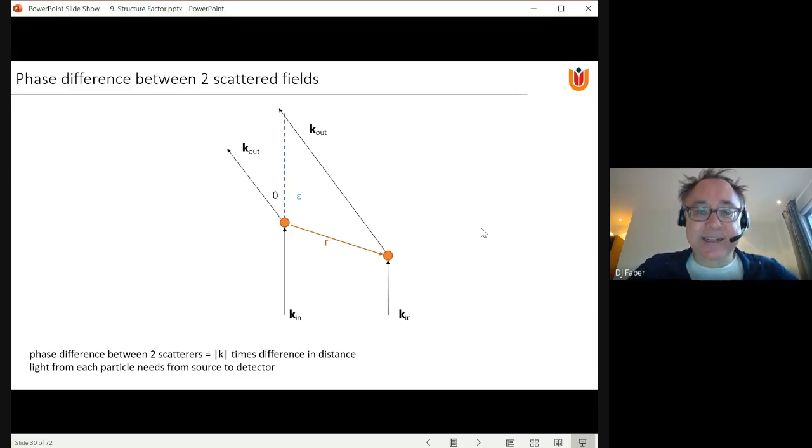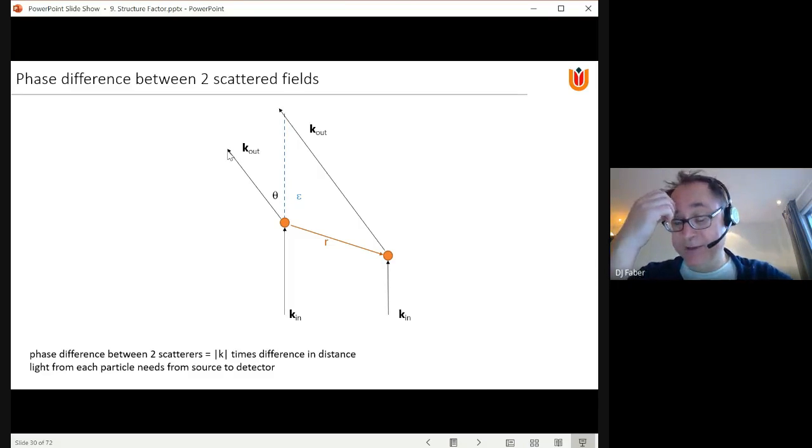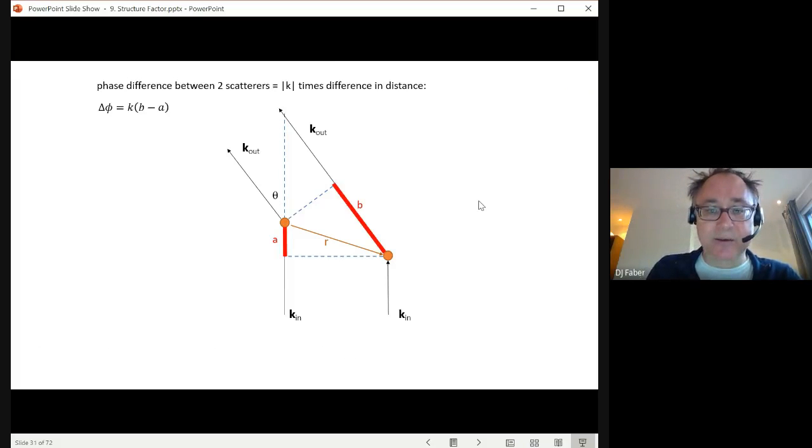Okay, now let's add the second particle. That is of course at the end of the vector r, the vector that connects them. We have k in here as well, parallel to the incident vector here, and the outgoing wave vector is of course parallel to the outgoing wave vector for this particle as well, because we're looking at this from a very large distance, so we can take them parallel. So we're looking at large distances, but we're only interested in the difference. This is the phase difference that we need to calculate.